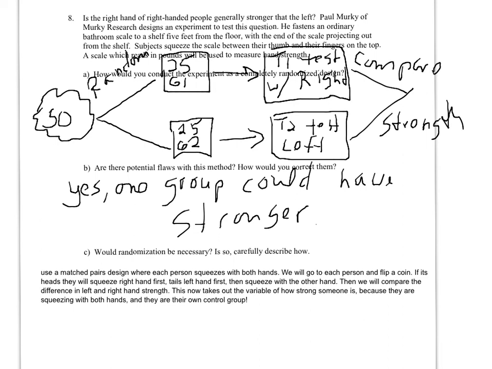Because maybe someone would get better as they grab it the first time, they'd understand for the second time. So we want to randomize which way they're going first, so there's not that confounding variable of which hand you're squeezing with first. Then we will compare the differences in the left hand and right hand strength. Now we've taken out the variable about how strong someone is because they're squeezing with both hands and they are their own control group. And now we see again how matched pairs really is helping us out. Again, this is a type of blocking design. I'm just using each person as their own block, or sometimes I'm matching people up as closely as possible. All right, great. So that's matched pairs, in specific looking at the block design matched pairs.